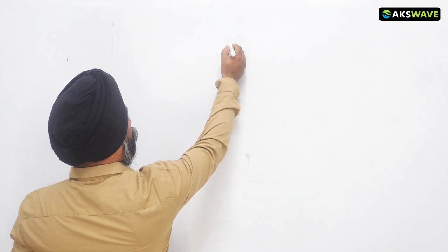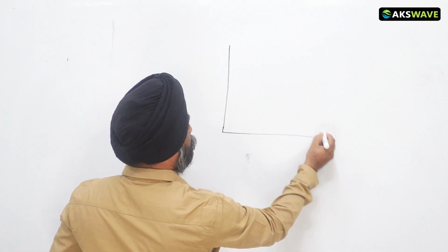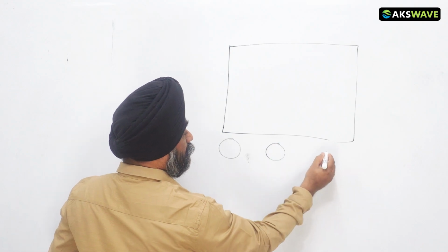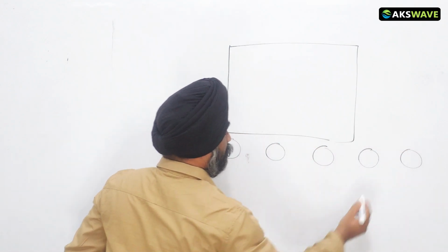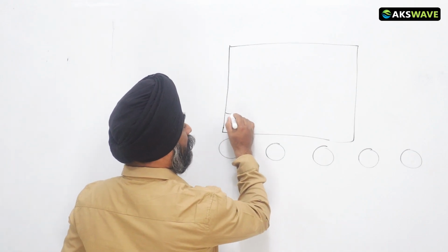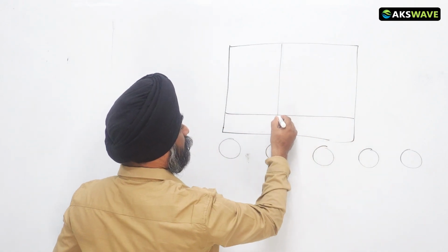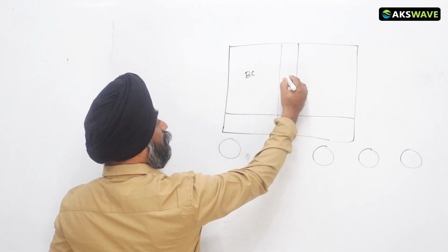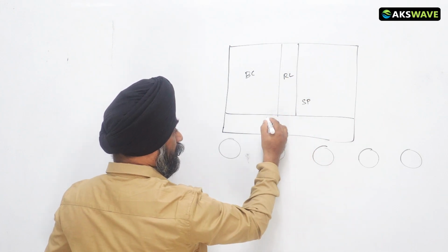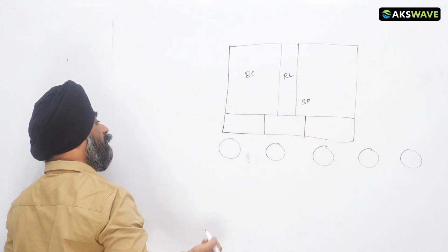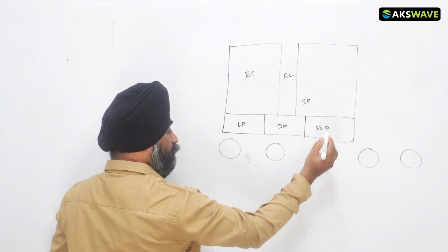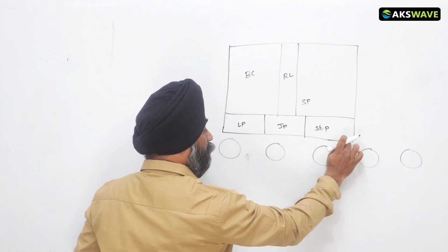Okay, let me just draw the same. Our instance, that is your SGA and a set of background processes. Now SGA is mainly divided into three main components: one, buffer cache; another, redo log buffer; shared pool. What others, please? Large pool, Java pool, and streams pool. Correct? Now tell me the background processes.